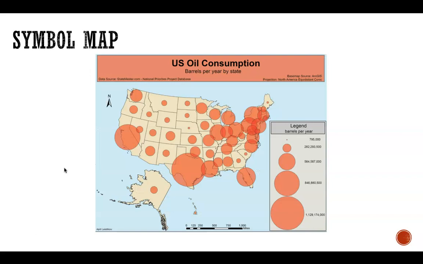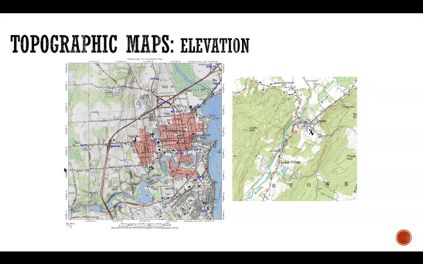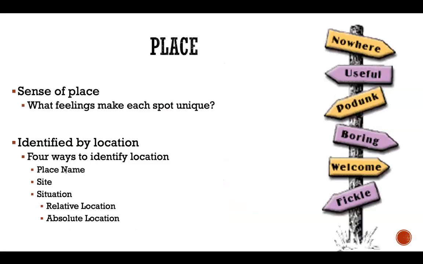All right, symbol map, again, fairly straightforward. You're using symbols, and sometimes they are graduated. They're bigger or smaller, depending, to represent size. Here's a cartogram, which takes the shape but shrinks the size based on whatever we're talking about here, and in this case, we're talking about population. And then we have topographic maps, and they're more of a physical geography map, and they measure elevation, right? How far something is above sea level.